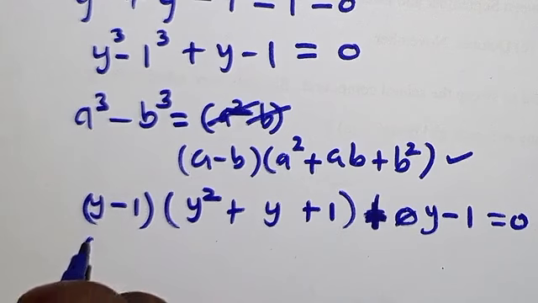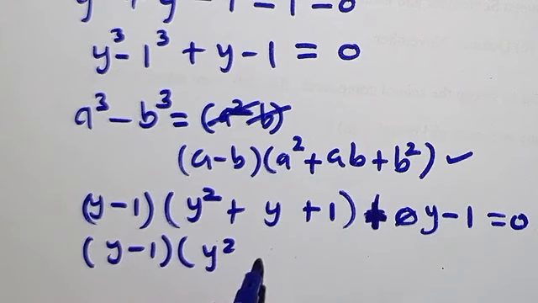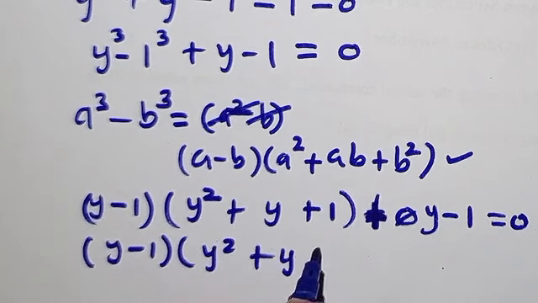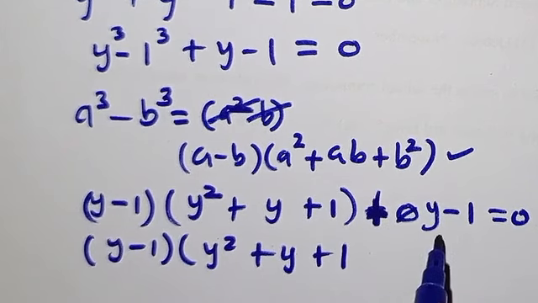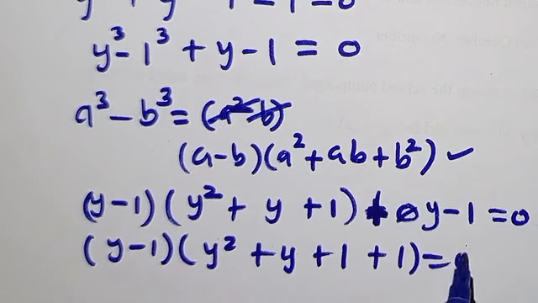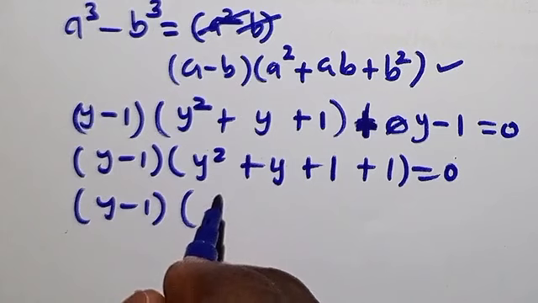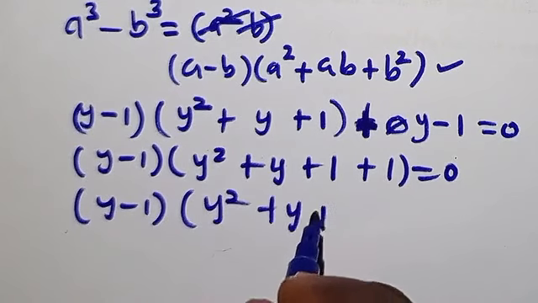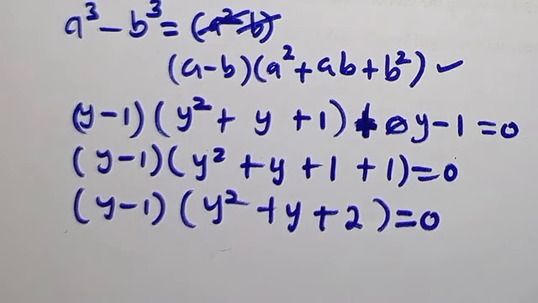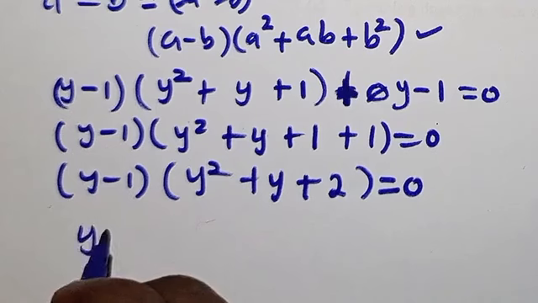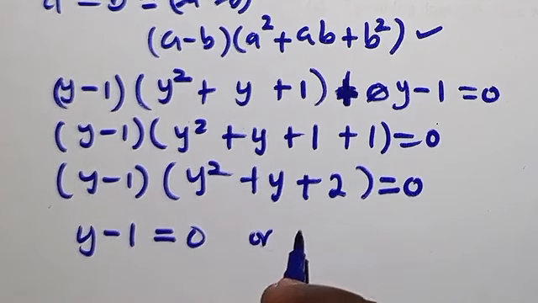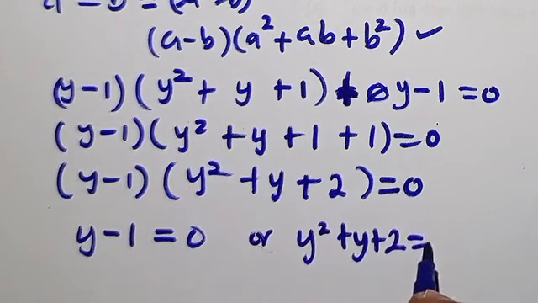So this is going to be y minus 1 times y squared plus y plus 1. Now let's take out y minus 1 out of this by factorizing it. Here we'll be left with 1, then equals 0. So we're going to have y minus 1 times y squared plus y plus 2, all equals 0. Are you following? So now from there, we're going to have y minus 1 equal to 0, or y squared plus y plus 2 equals 0. So we have these two equations.